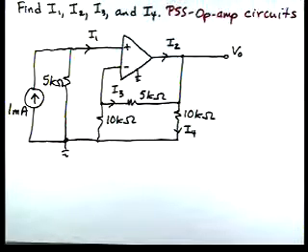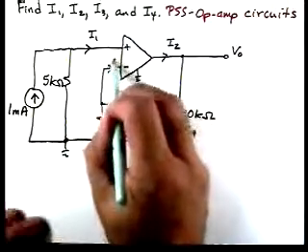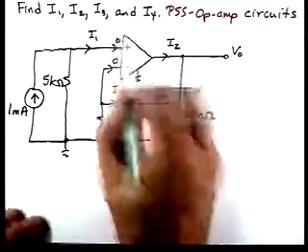In this problem, we're assigned the task of finding I1, I2, I3, and I4. You can see those currents labeled on the diagram. Again, we use our problem-solving strategy for op-amp circuits. And if you remember, one of the assumptions is that these two currents are zero.